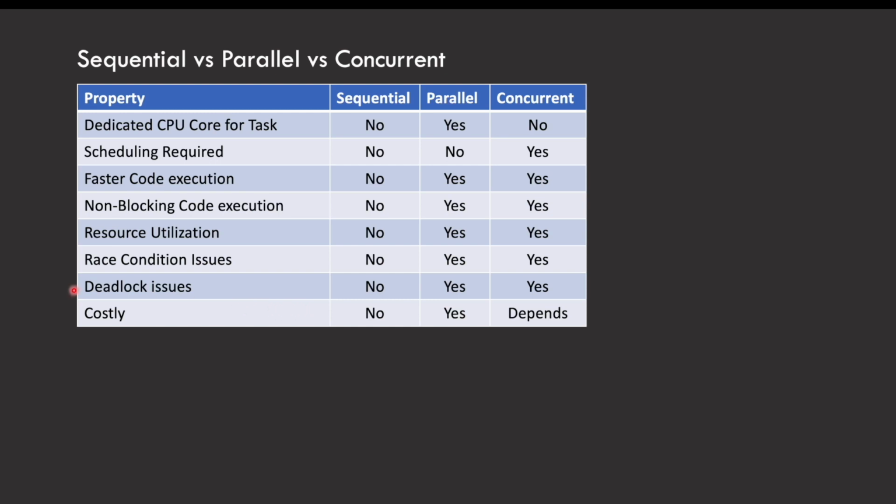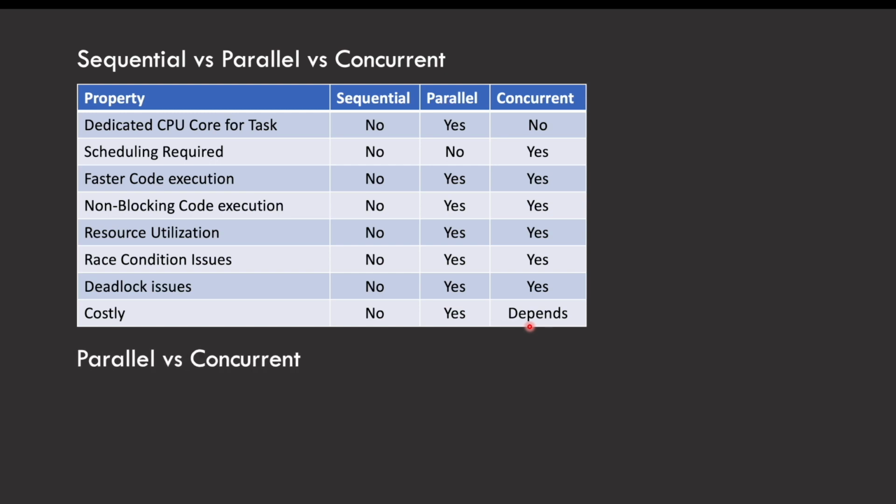And what about cost? Sequential is not costly at all. Parallel is very costly because you need a dedicated core for each task. Concurrent depends: it depends on how many cores you have and how well you can schedule the tasks to serve the process and thread. So these were all the differences, and if you see, parallel and concurrent are not really that different. They're kind of the same.